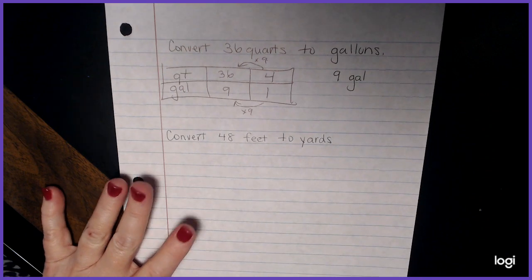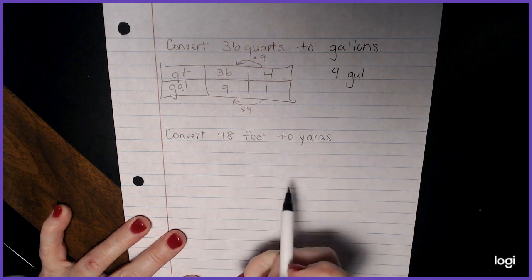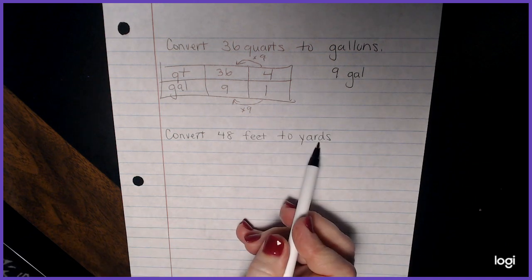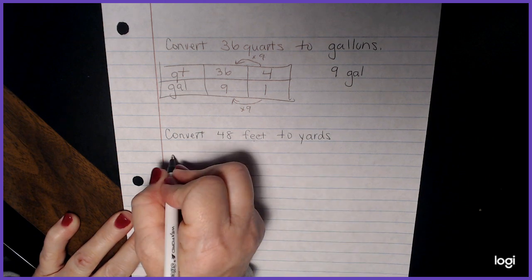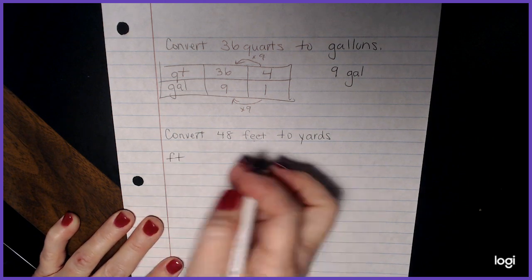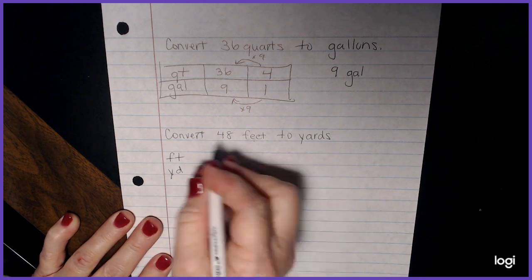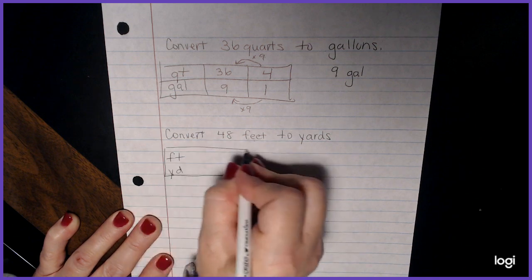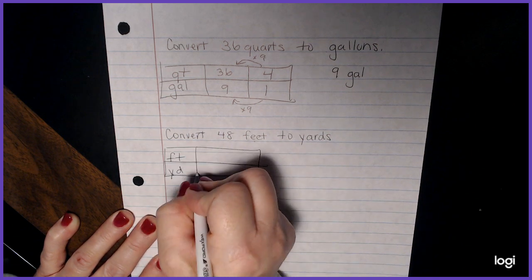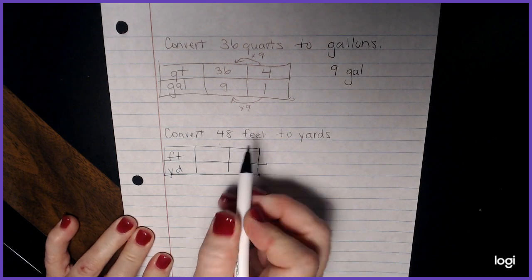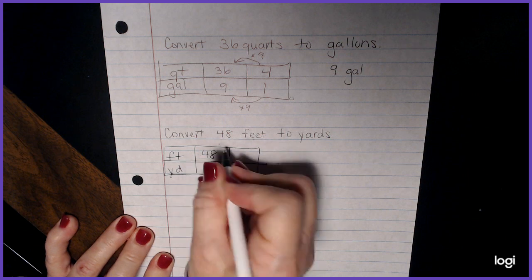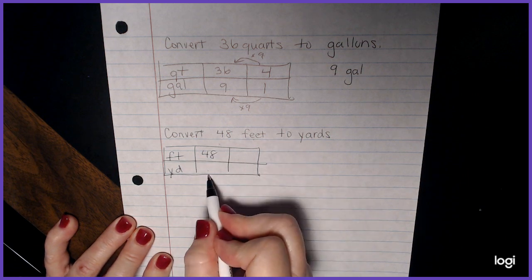All right, let's try this one. We are going to convert 48 feet to yards. So we're going to make a ratio table. We're doing feet and yards. Okay, we learned that feet is FT, yards is YD. We're going to make our ratio boxes so it looks something like this. 48 for the feet. We don't know how many yards. That's what we're trying to find out.